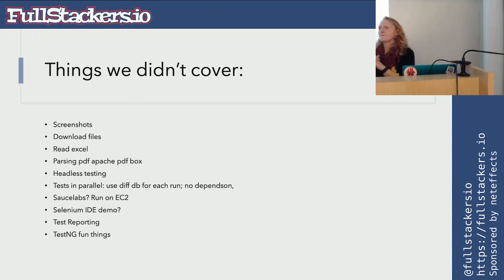What do you mean, Apache? Yeah, there's Apache PDFBox, something or other. I've never used it, but I know it exists. Like I've never used Sauce Labs. Sauce Labs is the software that lets you run Selenium on an EC2 instance. So if you're into Amazon AWS stuff, you can do that. You want to use a different database when you're running tests in parallel. If anyone wants to see Selenium IDE, I can do that really quickly.